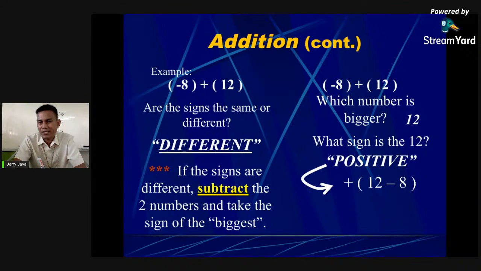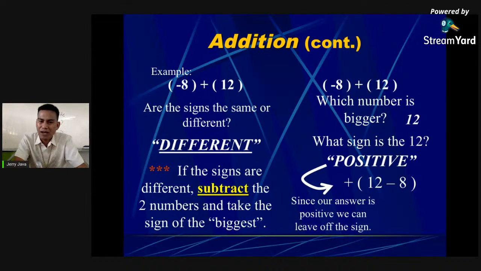So 12 is positive. Now, you subtract 12 minus 8. Then, copy the sign, which is positive. Since our answer is positive, we can leave off the sign. So, 12 minus 8 gives you, how much is that? Write your answer. Type in your answer.